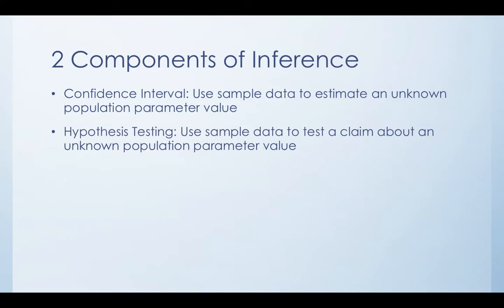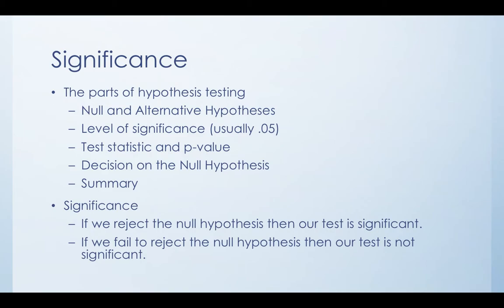Speaking of two components of inference, number one is called a confidence interval. This is where we use our sample data to make an estimate of an unknown population parameter based on a certain level of margin of error. And hypothesis testing is where we use sample data to test a claim about an unknown population parameter value. Significance is something that comes up a lot in carrying out a test of hypothesis. And again, a test of hypothesis is just one of the procedures under the heading of inferential statistics.